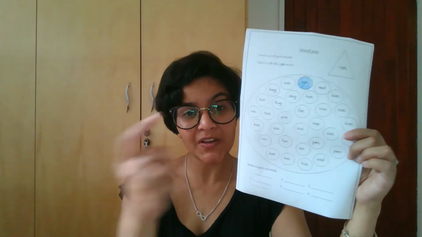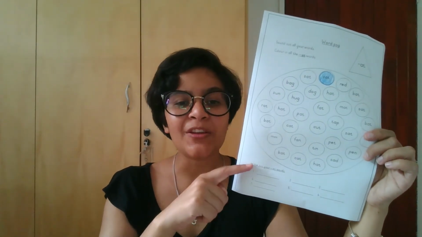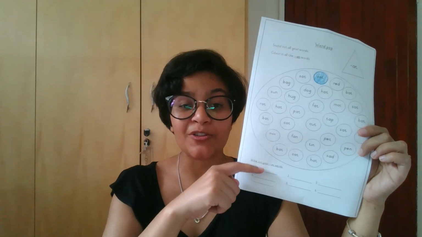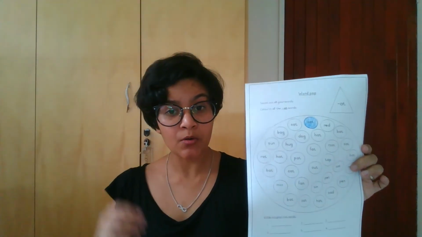If you need to remember how at looks, it is over here in the triangle and you can find it over there. When you are done, you are going to color it. You're going to write the words that you found over here. You'll write the words over here. Then, if you don't have your printer, all you need to do is on a piece of paper, just look at this worksheet on the computer or on the phone and write out the words that end with at.